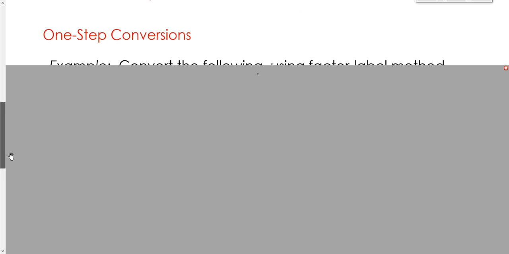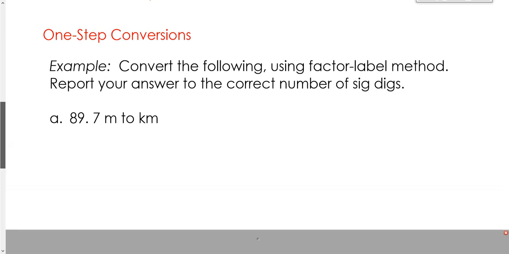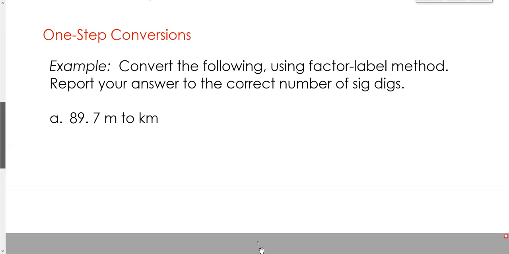So let's do an example of a one-step conversion. It says convert the following using factor label method, report your answer to the correct sig digs. I will do sig digs. If you don't know what they are yet, you can ignore that part until you learn more about them. So given the number 89.7 meters to kilometers, in order to do this, we need to know that conversion factor for these two units, meters and kilometers.